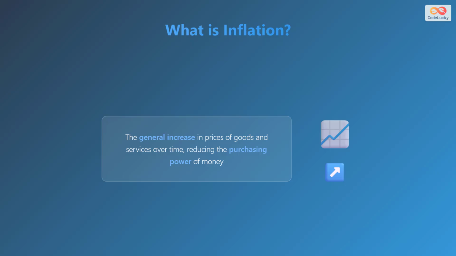Inflation is simply the general increase in prices of goods and services over time. When inflation occurs, each dollar in your wallet buys less than it did before. Think of it as money losing its strength. The purchasing power of money decreases because everything becomes more expensive. This isn't about one specific item getting pricier due to supply issues or seasonal changes. Instead, inflation affects the overall price level across the entire economy. It's a gradual process that happens year after year, which is why older generations often talk about how much cheaper things were in their day.